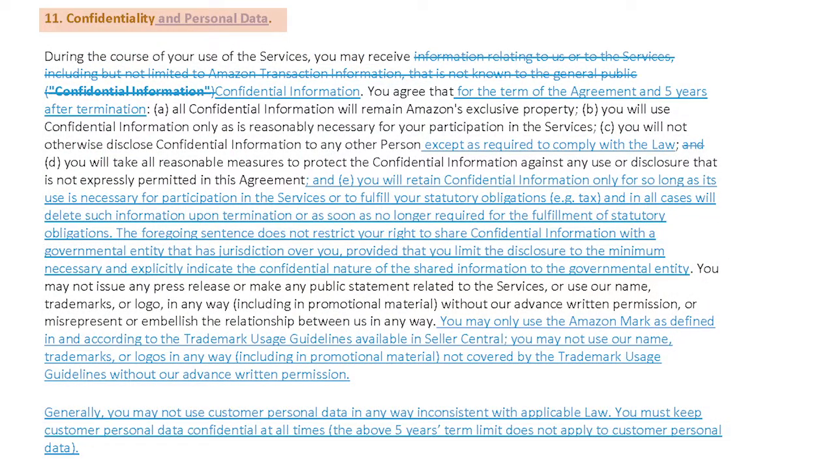So for paragraph 11, it's all about confidentiality, and they add personal data into the subject line. They also, again, remove Amazon transaction information. I guess they did not like that term. I don't know if something went down with the arbitrations or why it was specifically removed. We are 1,000% confident that we are the cause for some of these changes.